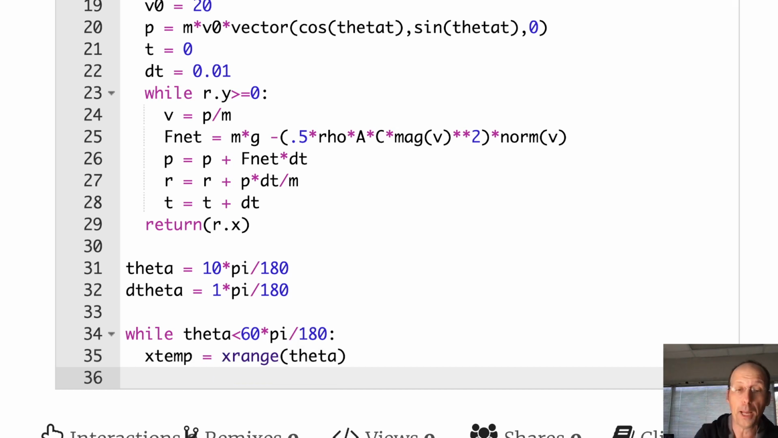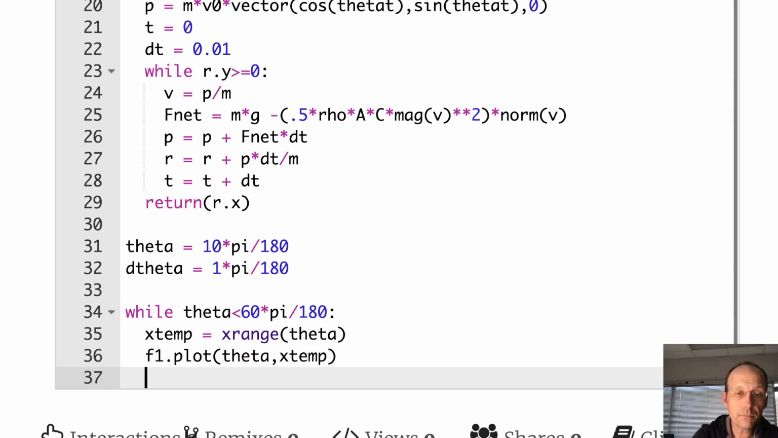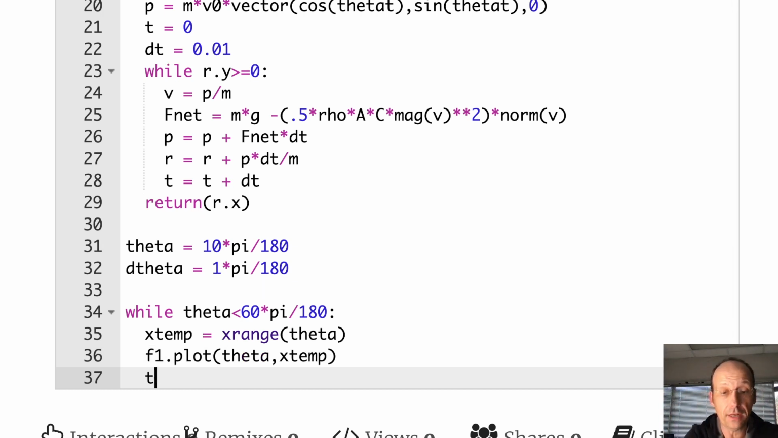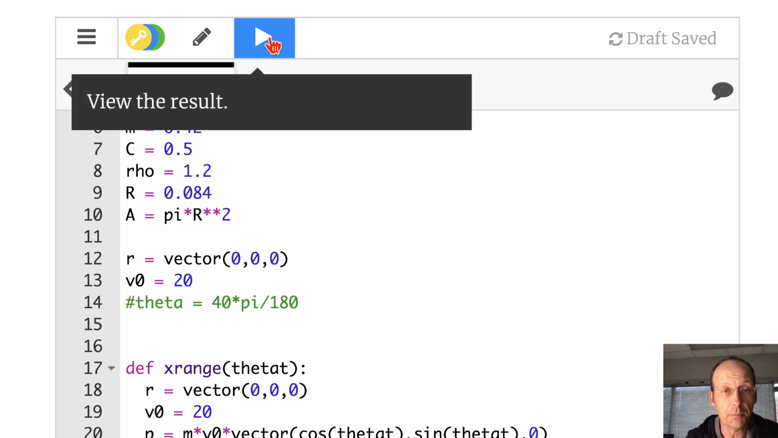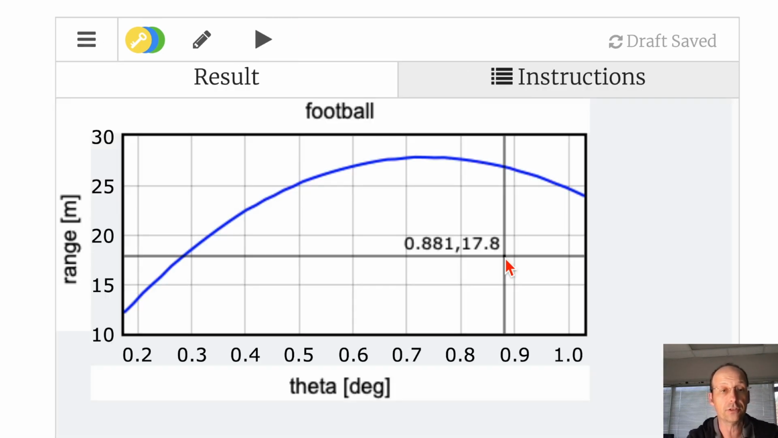Now I'm going to plot that. So f1.plot, I want to plot theta on the horizontal versus the range. So it's going to be theta, x temp. Now I'm going to increase the value of theta. Theta equals theta plus d theta. And then just keep doing it until it gets to 60 degrees. And it plots the range so we can see how that changes. Let's see if this works. If it does, I'm going to be very surprised because I make mistakes all the time. And oh my gosh, it did work.